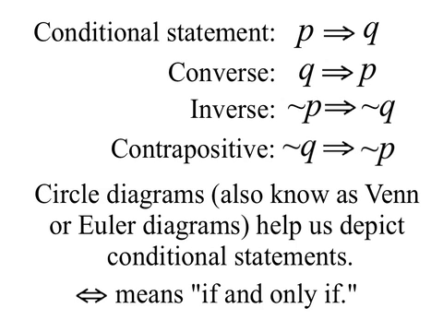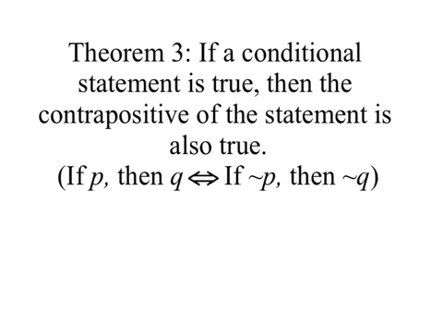That symbol with the double arrow means if and only if. And Theorem 3: if a conditional statement is true, then the contrapositive of the statement is also true. If P, then Q, if and only if not Q, then not P.